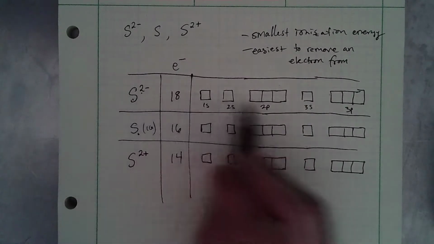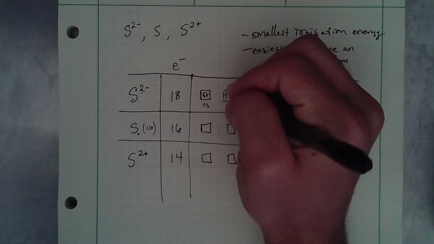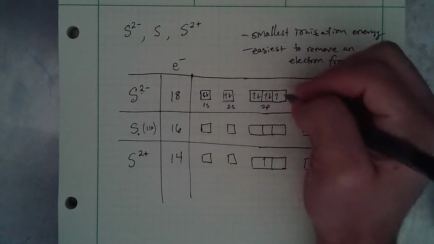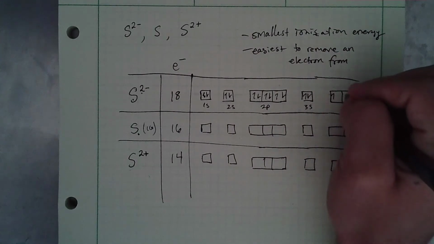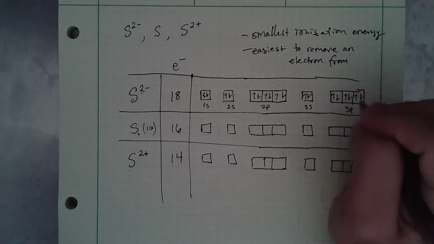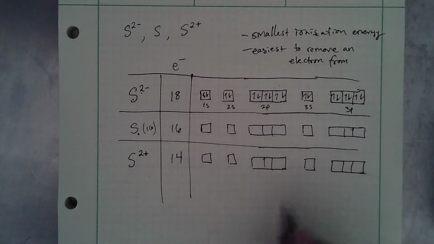So let's go ahead and do this for 18 electrons here. 1, 2, 3, 4, 5, 6, 7, 8, 9, 10, 11, 12, 13, 14, 15, 16, 17, 18. Okay, so I've got a completely full first 5 orbitals there.